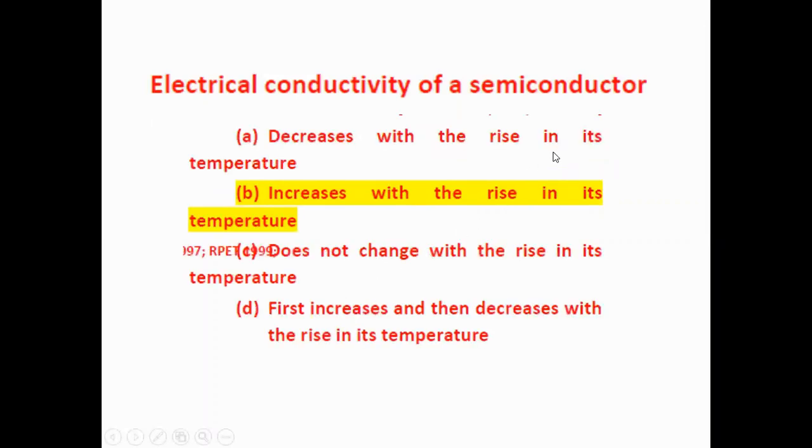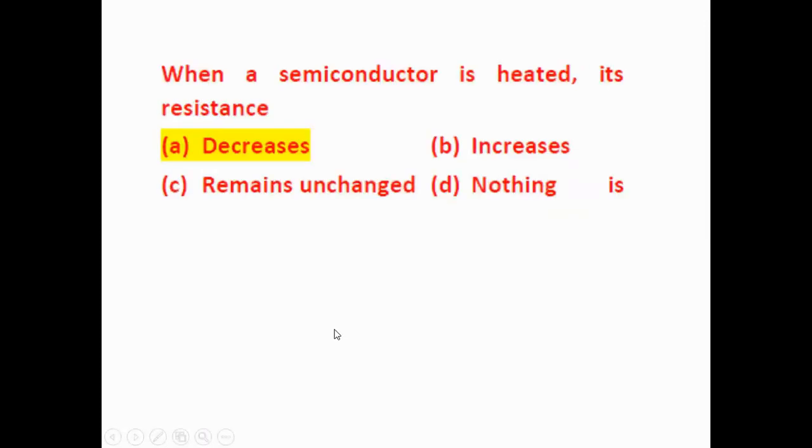The electrical conductivity of a semiconductor increases with a rise in temperature. If temperature increases, electrical conductivity also increases. When a semiconductor is heated, its resistance decreases. That's why conducting ability increases.